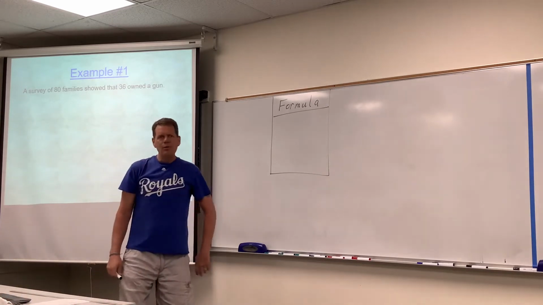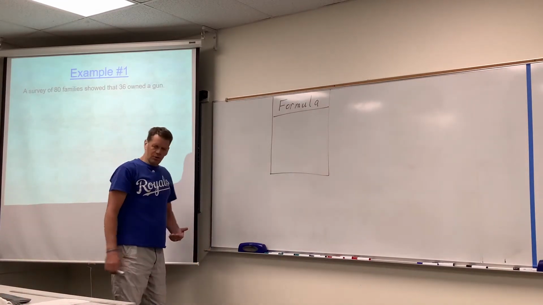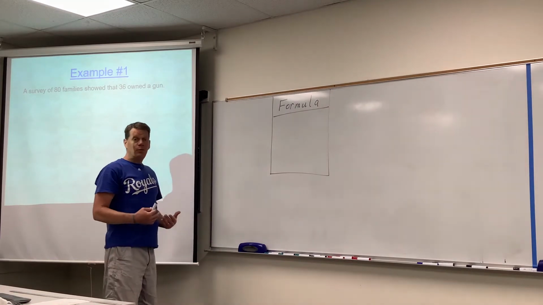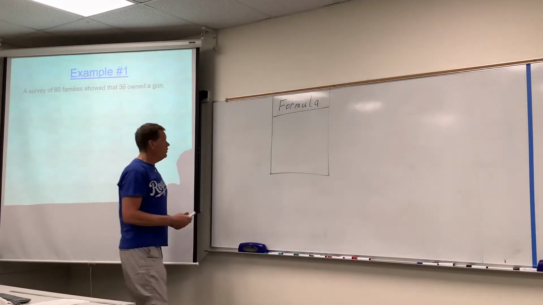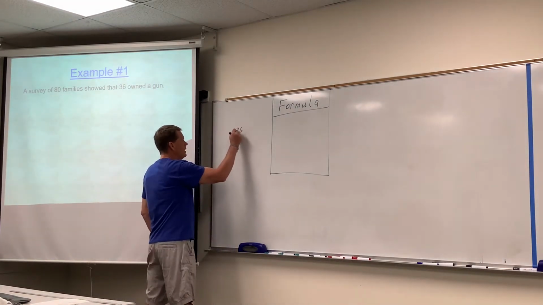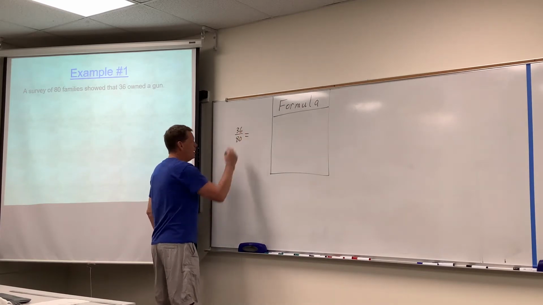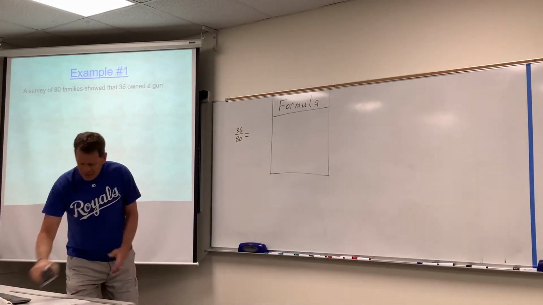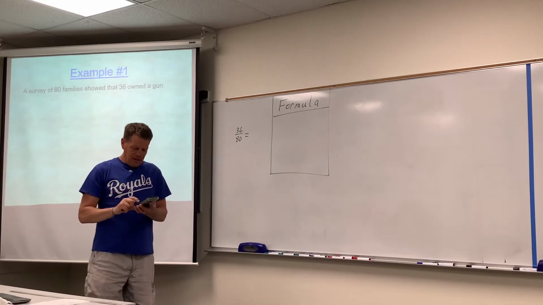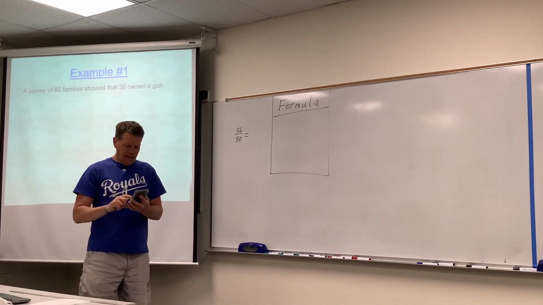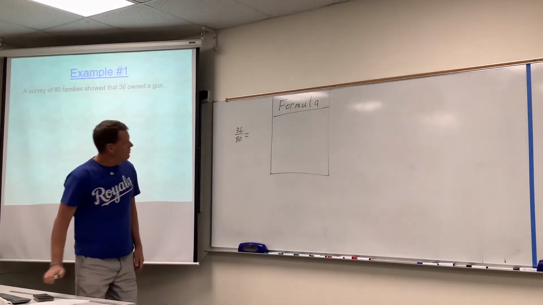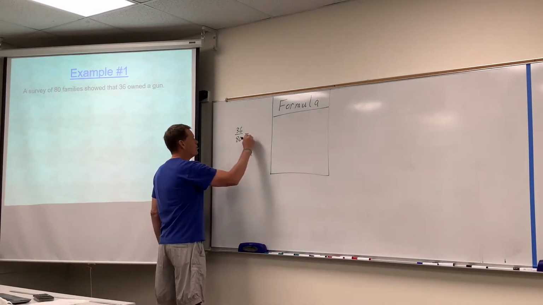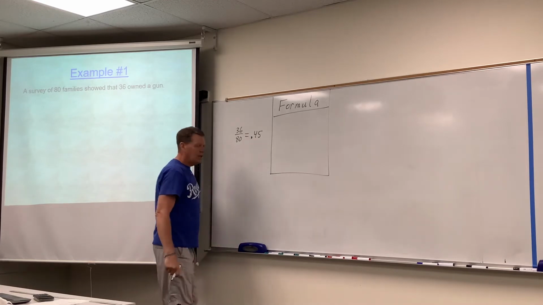So what I would hope you'd realize is that you could change that into a percentage, couldn't you? Or another fancy word for that is proportion. So 36 out of 80, which we could go ahead and actually divide out. 36 divided by 80 is 0.45. So the point is 45% of the families surveyed own a gun.